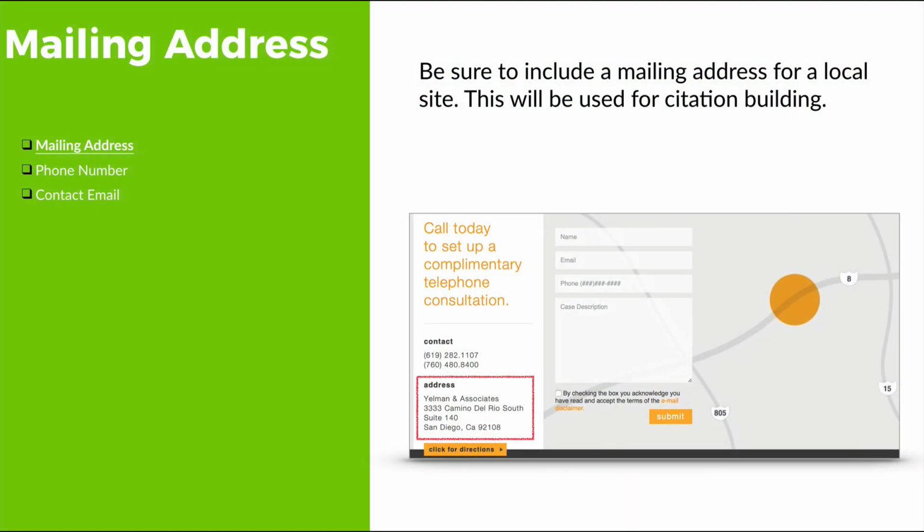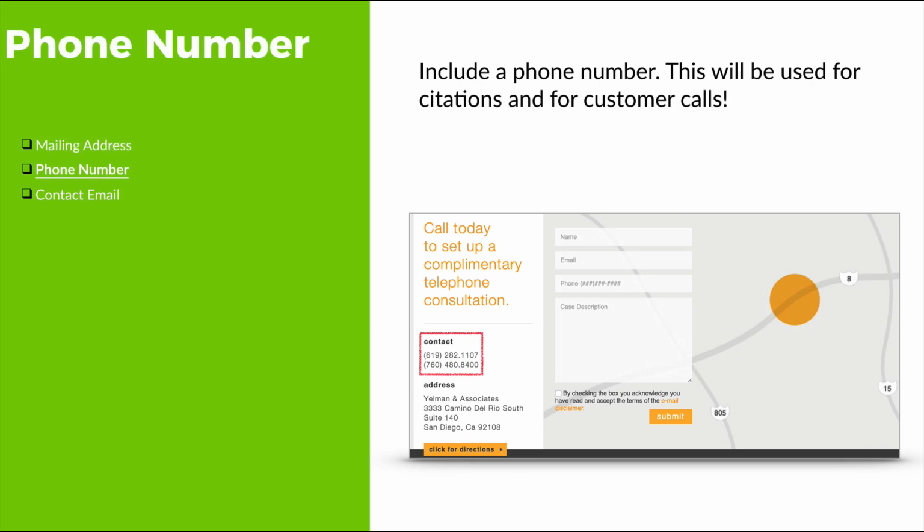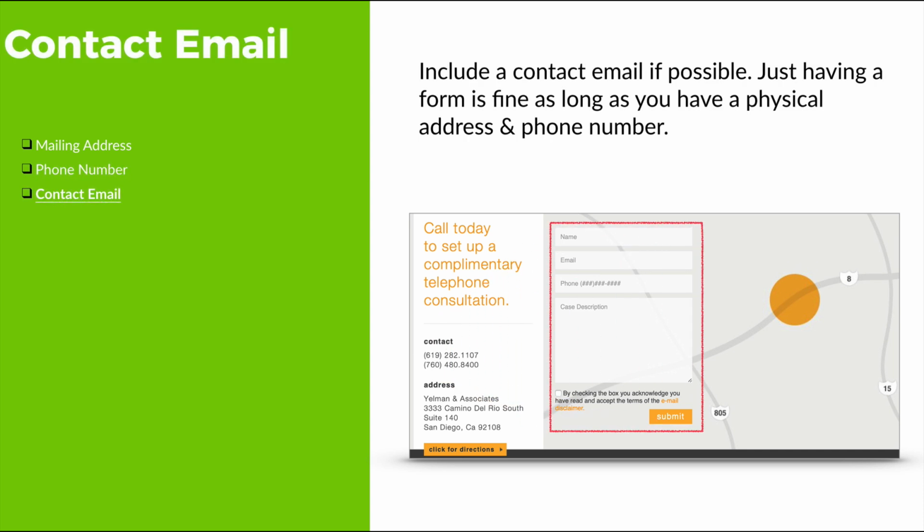Finally, local site elements. Now, these are almost the requirements if you want to rank a local site. You want to have a mailing address, because if you don't have a mailing address on your local site, you're going to have a hard time building citations. So you're going to have a hard time ranking in, let's say, the local map pack. So have a mailing address. You want to have a phone number as well. And I really recommend, if you can, have an email.